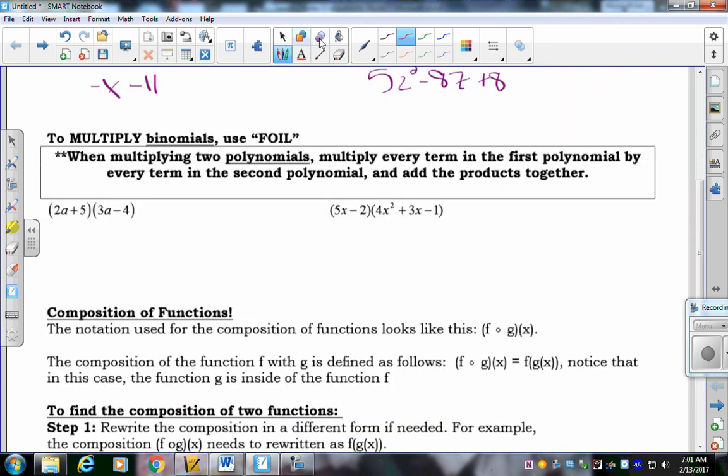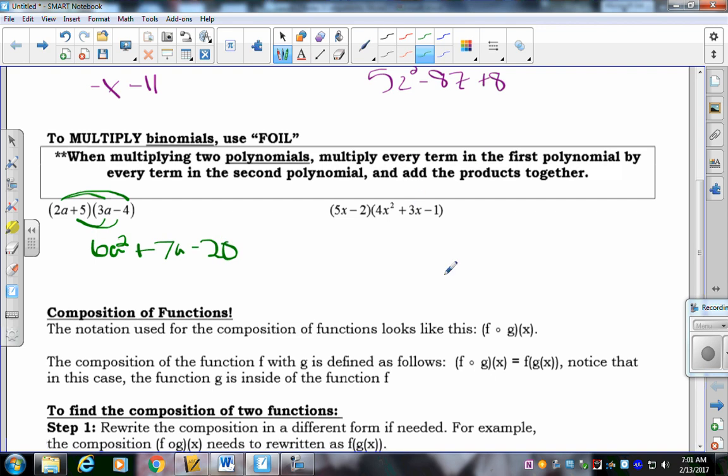All right, multiply, don't forget to use your FOIL method. So 2a times 3a is 6a squared. 2a times negative 4 is negative 8a plus 15. So negative 8 plus 15 is a positive 7. And then 5 times negative 4 is a negative 20. Nothing else can be combined.